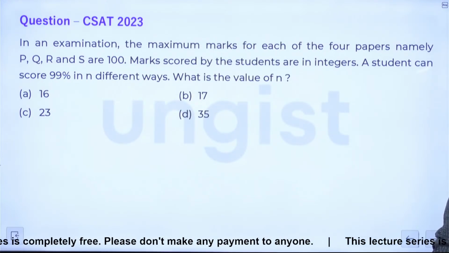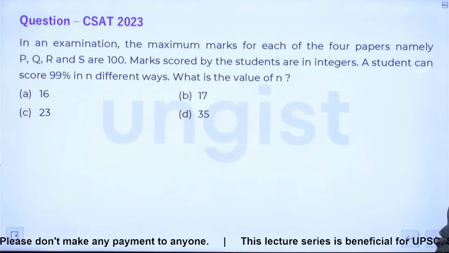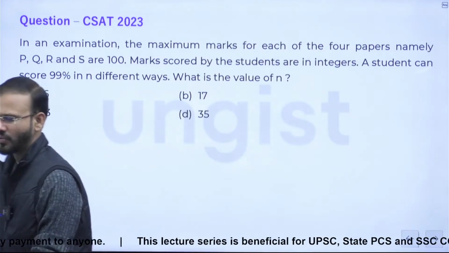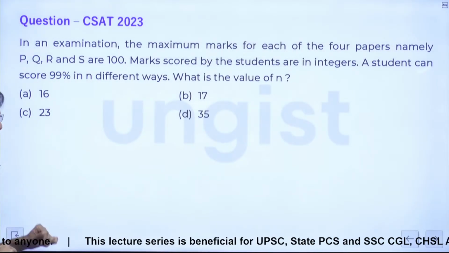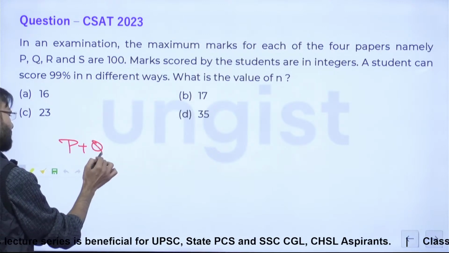P, Q, R, S, P plus Q plus R plus S equals 100. Okay, sir, this same formula. This formula. Okay. Guys, one approach I am getting is P plus Q plus R plus S is equal to 100 and use the same formula. Okay. Anyone else?